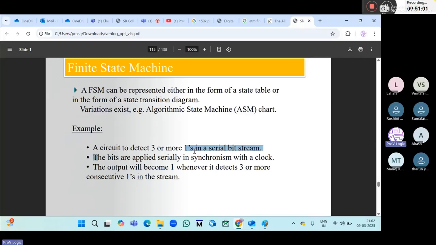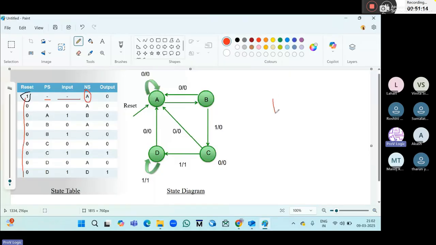The bits are applied serially in synchronism with a clock. The output will become 1 whenever it detects 3 or more consecutive ones in the stream. So we will write the sequence 1 0 1 1 1 0 0 1 1 1 1 0 0.